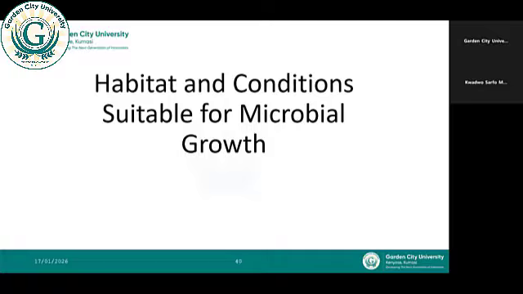So we come to the second and third topics under Unit 1, which are habitats and conditions suitable for microbial growth. But before that, does anyone have a question on the history, the experiments that they performed? All right, so we move on.